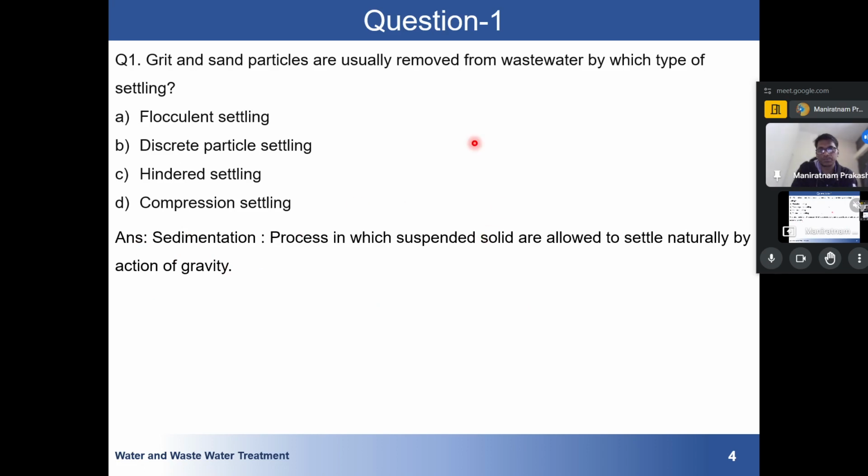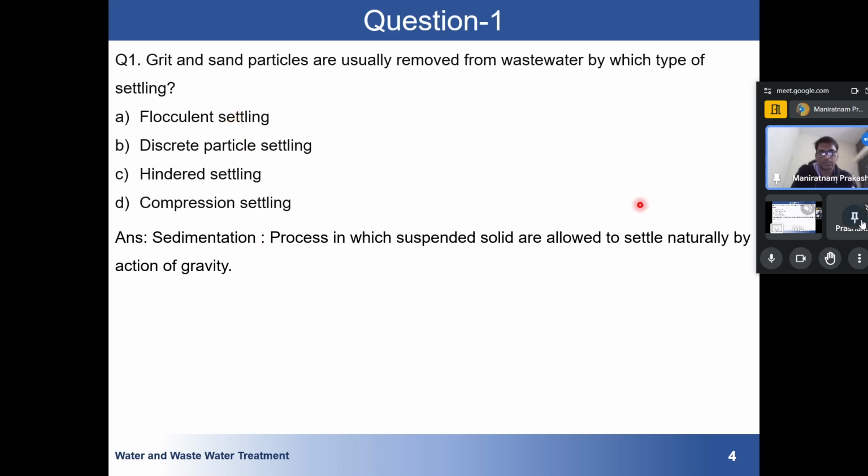So what will happen is that everywhere you are seeing this settling, it is commonly referred to as sedimentation. This is a general term: if something is there and it settles down naturally by the action of gravity, then that process is known as sedimentation. Generally there are four types of sedimentation.